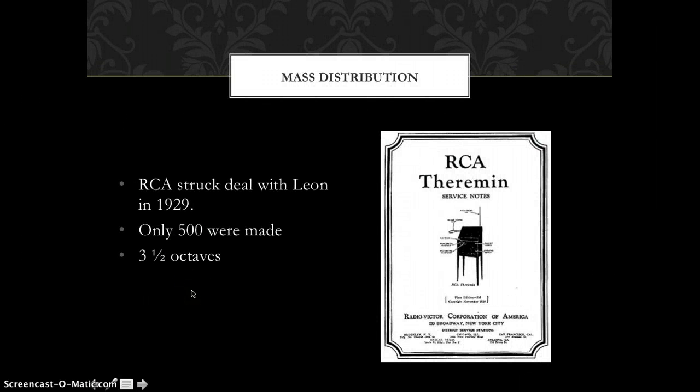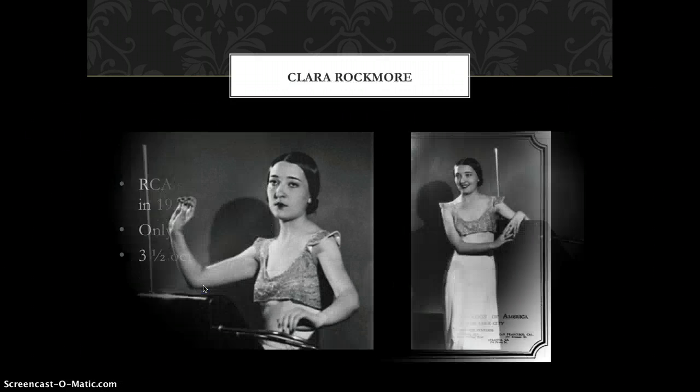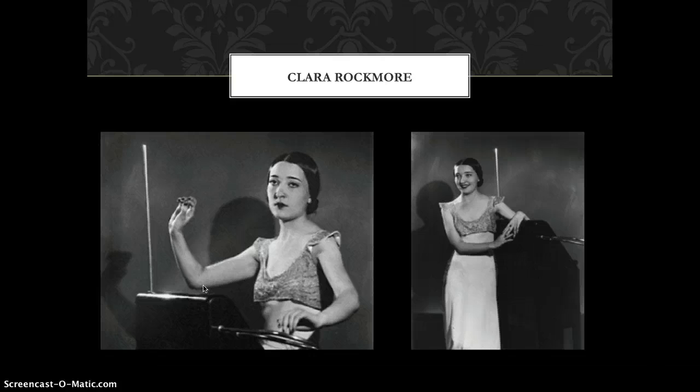RCA struck a deal with Leon in 1929, creating 500 of these things, and they only had 3.5 octaves, while the first Theremin had 5 octaves. Clara Rockmore is considered the greatest master of the instrument, and she expanded the range that the instrument had as she performed a lot of classical works with this thing.